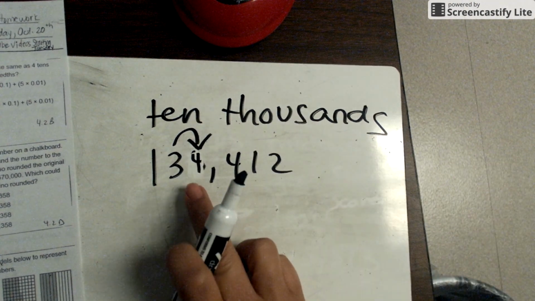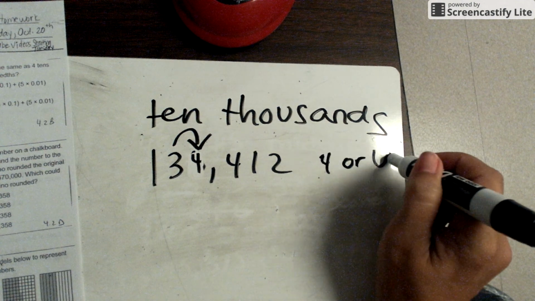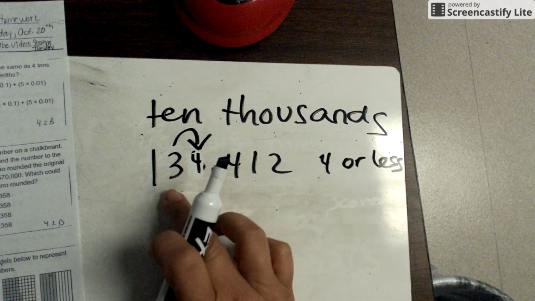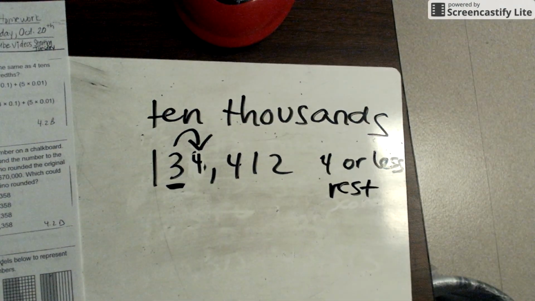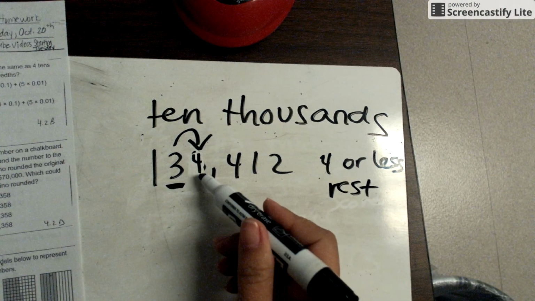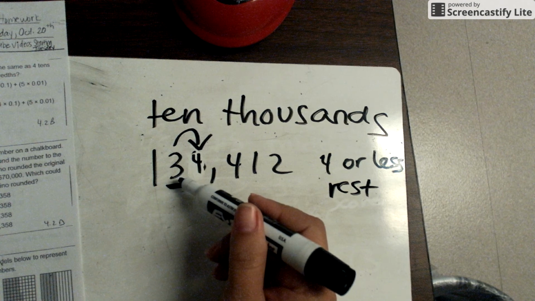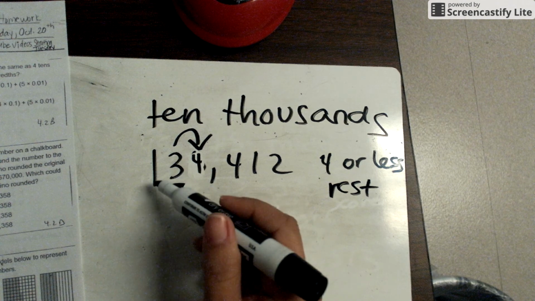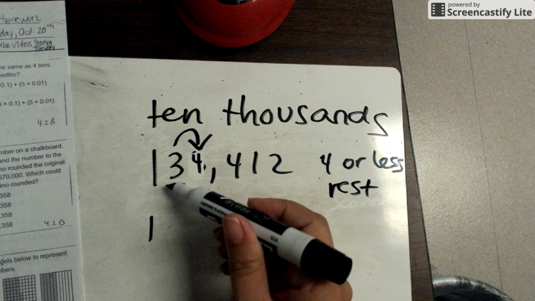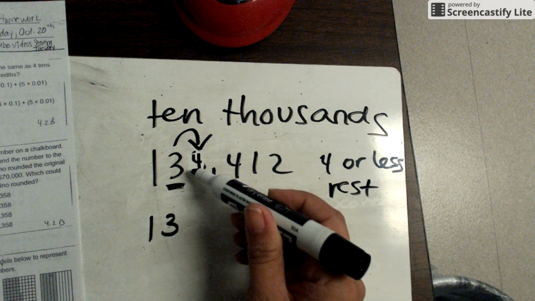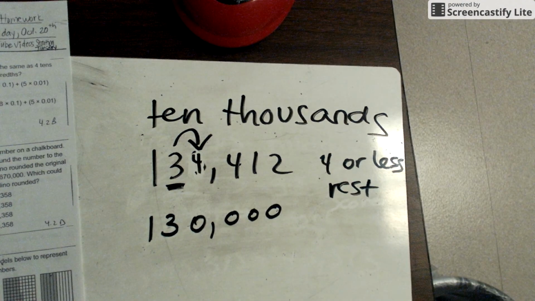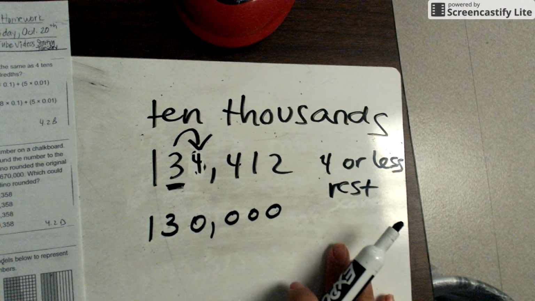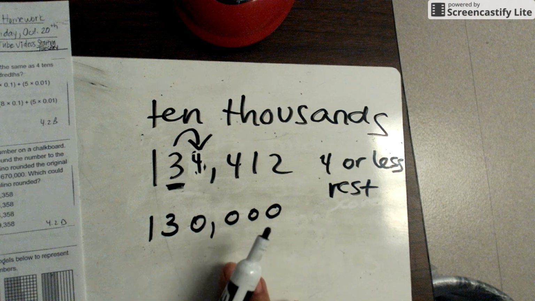However, let's change our number. If that bossy neighbor is a 4 or less, it tells the underlined digit in the 10,000s place to rest. So since that's a 4, that's 4 or less, it tells 3, hey, rest, which means not to change at all. So that means the 1 would stay the same, the 3 is resting and staying the same, and the bossy neighbor and all his friends have to become 0s. And it would round to 130,000.